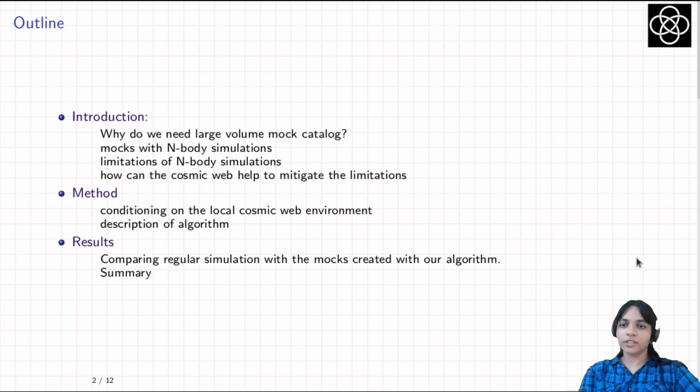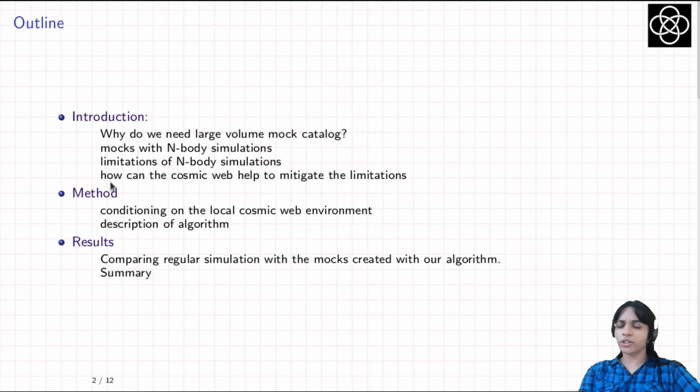Here is an outline of the talk. First, we will talk about why we need large volume mock catalogs, and then we will talk specifically about a commonly used aid for making mocks, that is the n-body simulation technique. And then we will discuss some of the limitations of the n-body simulations and how the cosmic web can be used to mitigate the limitations.